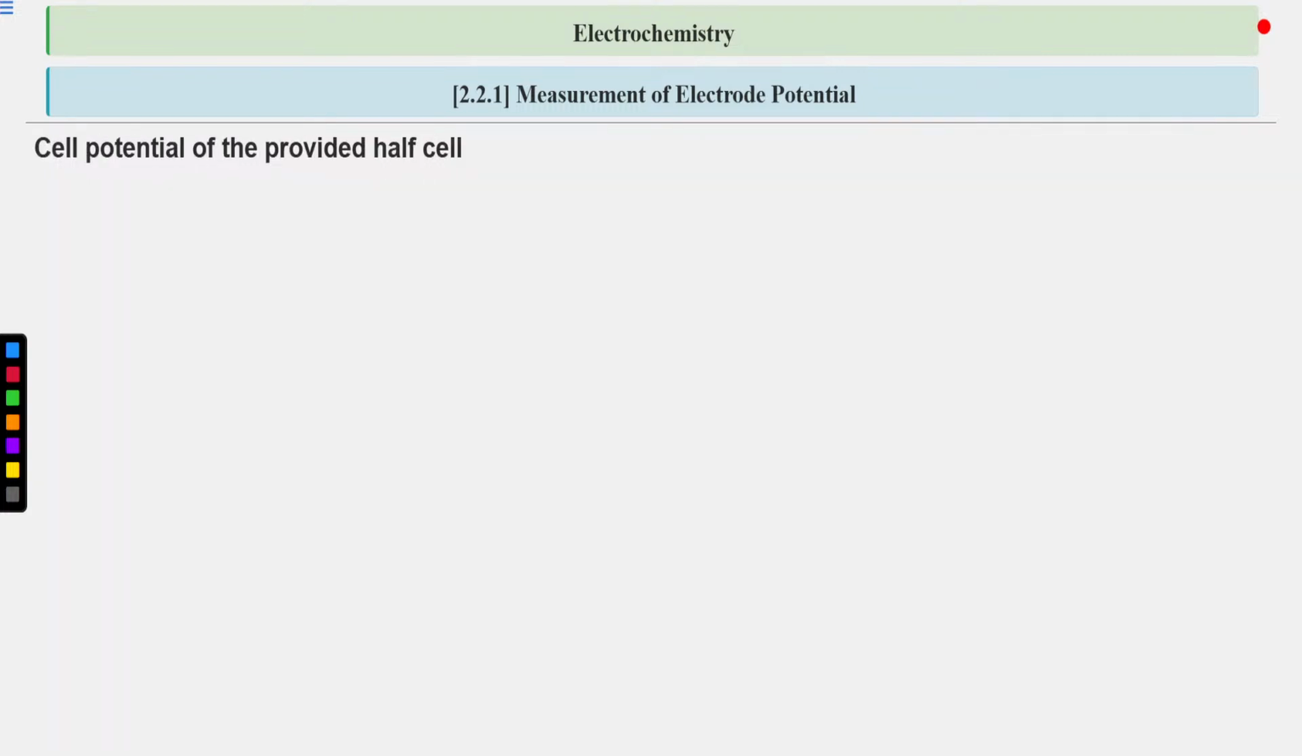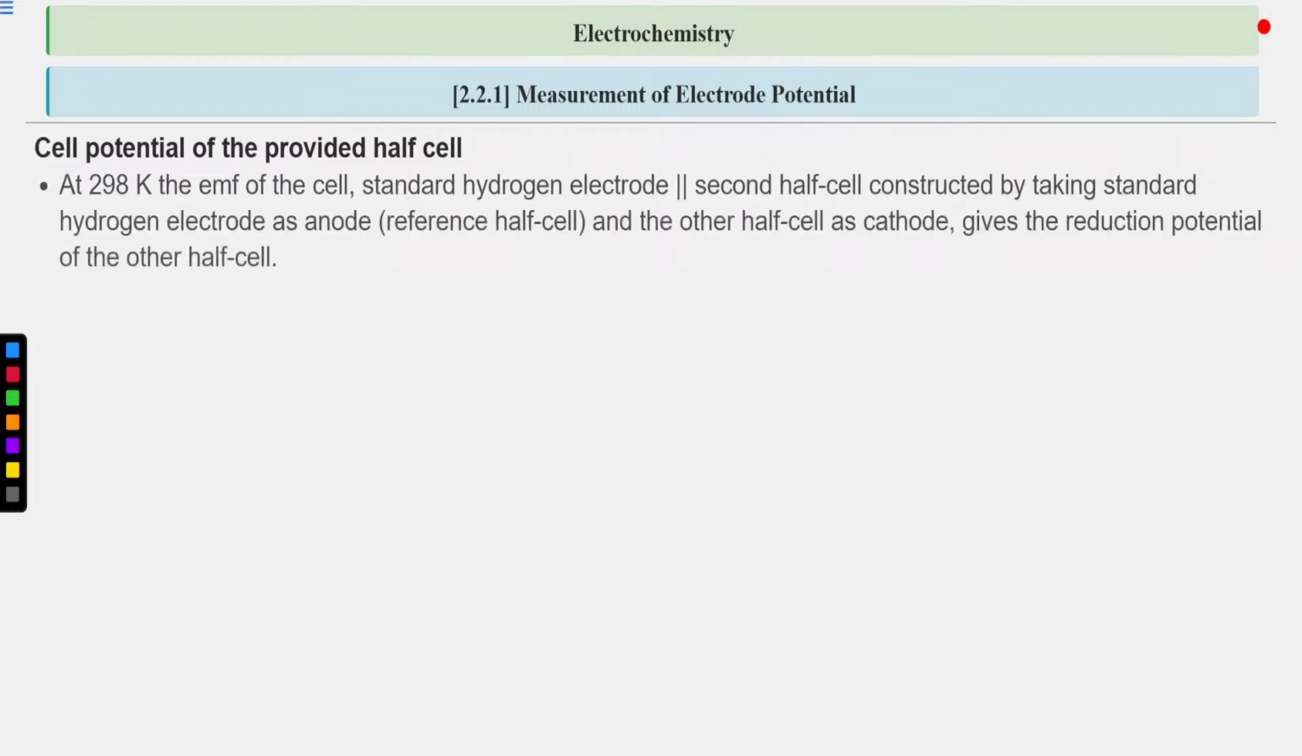Now let's talk about the cell potential of the provided half cell. How can you define the cell potential of the half cell? This topic comes under the measurement of electrode potential, which is subsection 2.2.1. At 298 Kelvin, the EMF of the cell constructed by taking the standard hydrogen electrode as anode, which is the reference half cell, and the other half cell as cathode, gives the reduction potential of the other half cell.